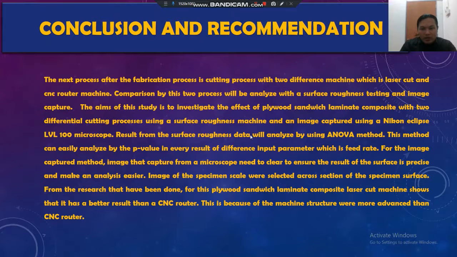The result from the surface roughness data will be analyzed using the ANOVA method. This method can easily analyze by p-value every result of the different input parameter, which is feed rate. For the image capture method, the image captured from a microscope needs to be clear to ensure the result of the surface is precise and make analysis easier. Images of the specimen scale were selected across the section of the specimen surface. From the research that has been done, for this plywood sandwich laminate composite, the laser cut machine shows a better result than the CNC router. This is because the machine structure is more advanced than the CNC router.